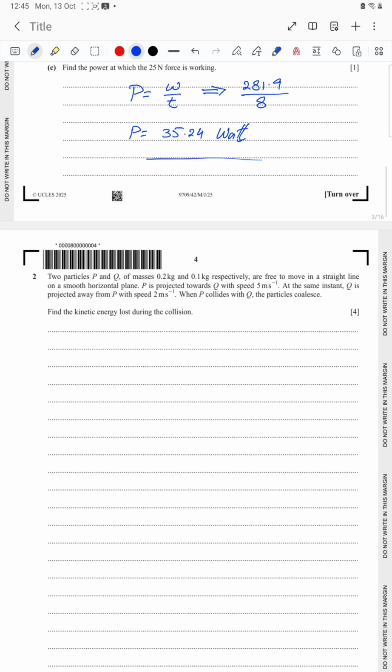Now question number 2. Two particles P and Q of masses 0.2 kg and 0.1 kg respectively are free to move in a straight line on a smooth horizontal plane. Okay, smooth horizontal plane, no angles inclined on the surface. Suppose this is particle P, and here is particle Q, and they have masses 0.2 kg and 0.1 kg respectively, and are free moving on a smooth horizontal.